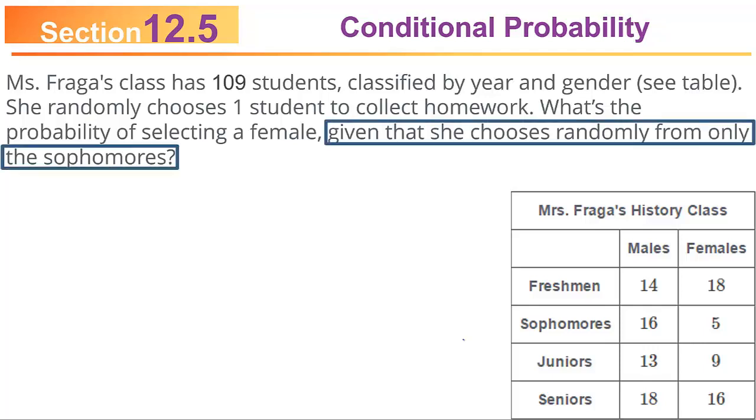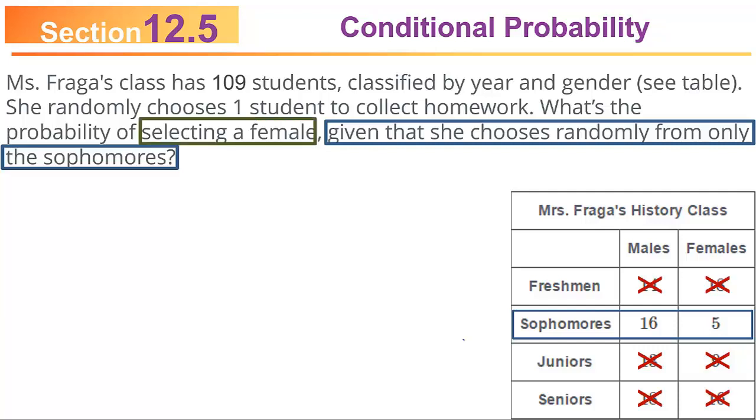So the given part is that she's only choosing from the sophomores. That means you can eliminate all the freshmen, all the juniors, all the seniors. So your sample space has reduced down to just the 21 sophomores. So now what's the probability of selecting a female? Well, look within those 21 remaining choices: 5 of them are female out of the 21 sophomores.